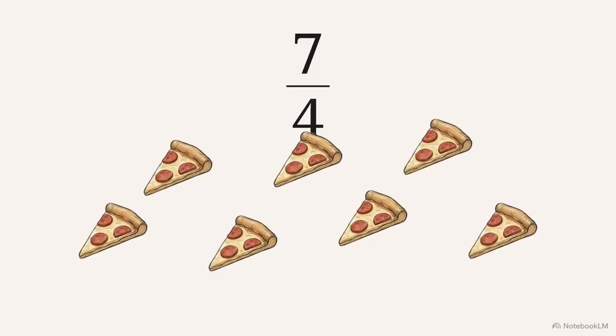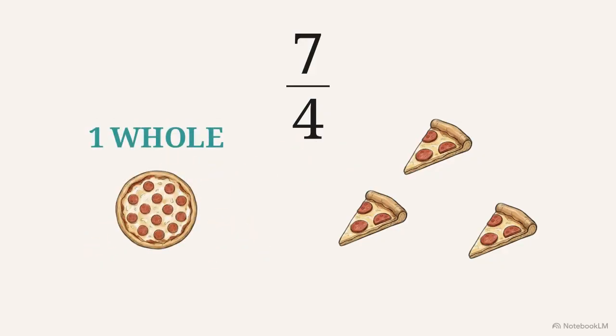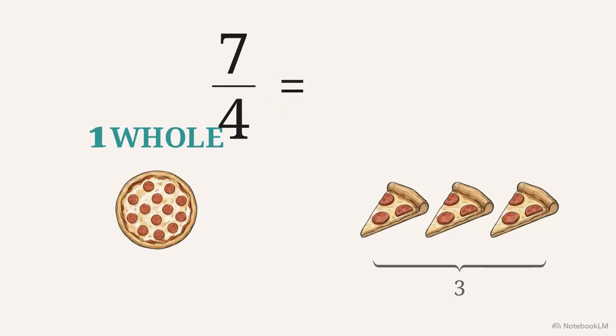Take an improper fraction, like 7/4. The denominator tells us it takes 4 slices to make a whole pizza. By putting those pieces together in this diagram, we can clearly see that 7/4 is exactly the same as one whole pizza with 3 leftover slices. We write that as the mixed number, 1 3/4.